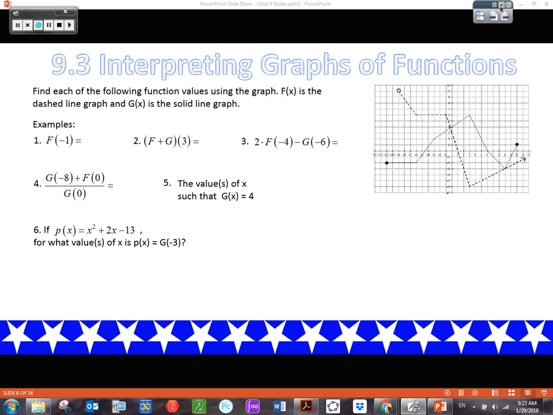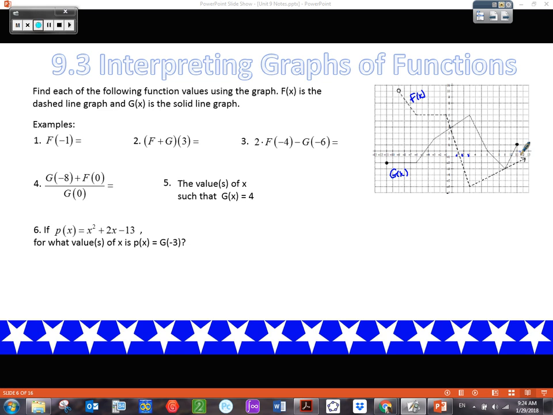So what we have here is two different graphs. We're told that f of x is the dashed line, so let's go ahead and label that, and we're told that g of x is the solid line. These numbers here on the number line are a little bit hard to read, so you might want to write over them. You know, that's 1, 2, 3, and so forth. They're just a little bit hard to read, but we will work with it.